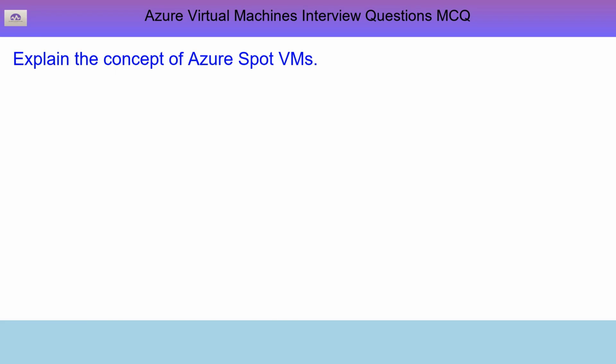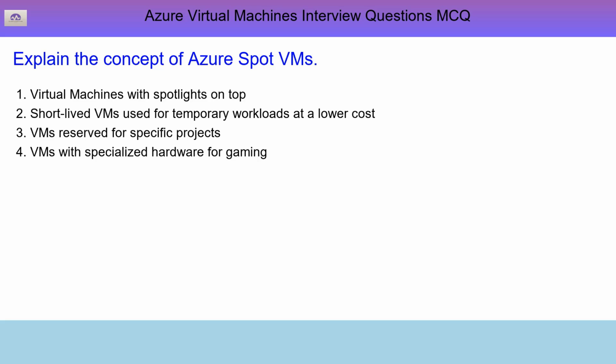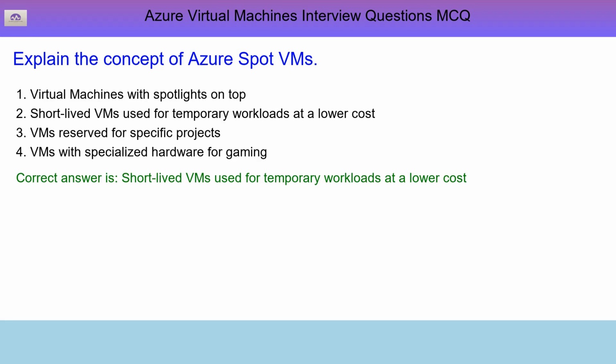Explain the concept of Azure Spot VMs. Here are your options. 1. Virtual machines with spotlights on top. 2. Short-lived VMs used for temporary workloads at a lower cost. 3. VMs reserved for specific projects. 4. VMs with specialized hardware for gaming. The correct answer is short-lived VMs used for temporary workloads at a lower cost.